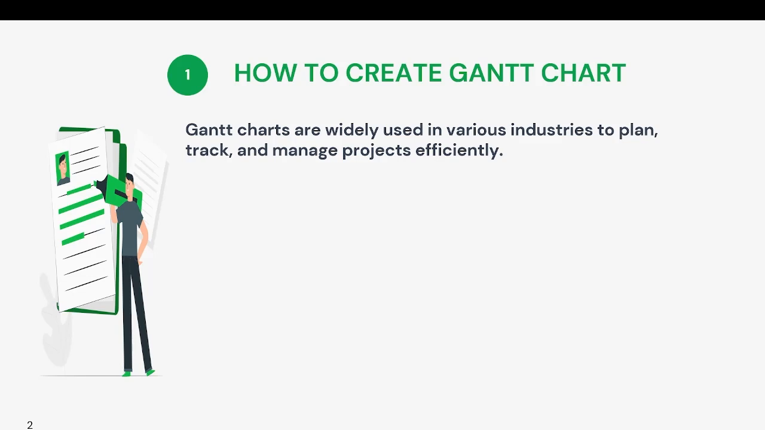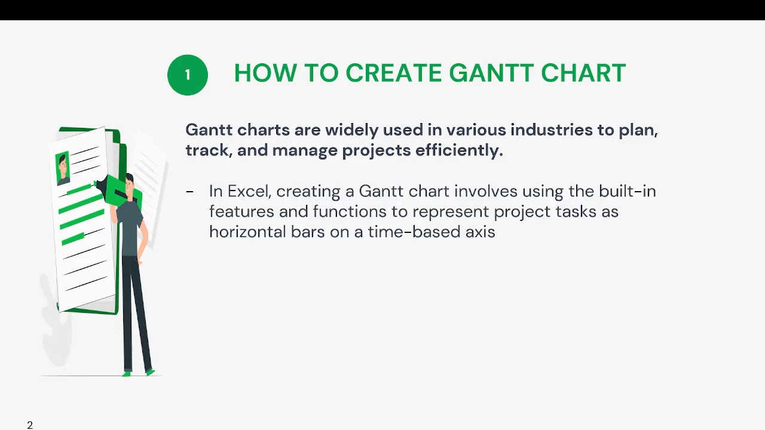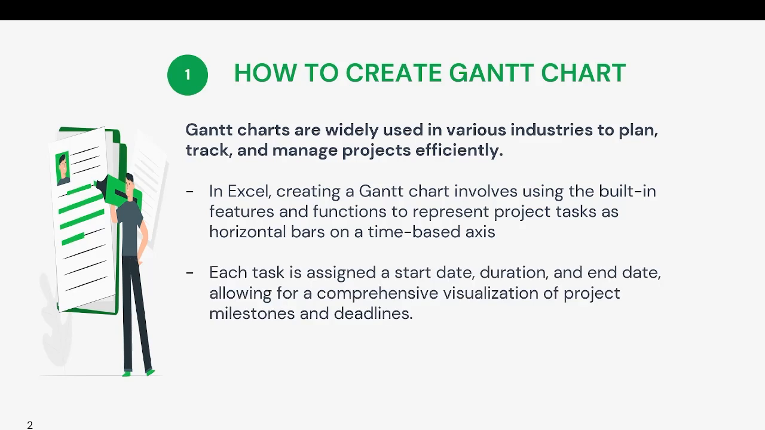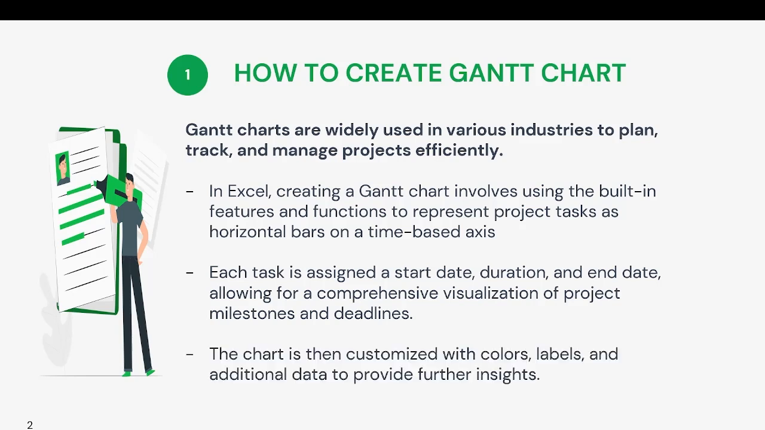How to create a Gantt chart? Gantt charts are widely used in various industries to plan, track, and manage projects efficiently. In Excel, creating a Gantt chart involves using the built-in features and functions to represent project tasks as horizontal bars on a time-based axis. Each task is assigned a start date, duration, and end date, allowing for a comprehensive visualization of project milestones and deadlines. A chart is then customized with colors, labels, and additional data to provide further insights.